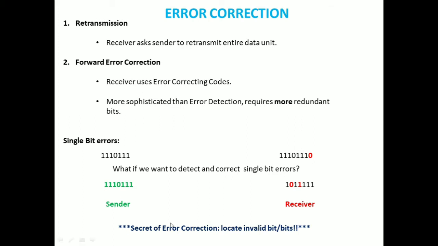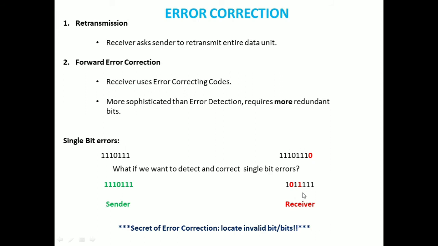If you see here, this is our original information sent by the sender, 111011, but the receiver received the information as 101111. So in this position, this 1 bit has been changed to 0, and in this position this 0 bit has been changed to 1. To correct these errors, what will the receiver do? It simply alters the values of these bits, right? If it is 0, it will alter it to 1. If it is 1, it will alter it to 0.